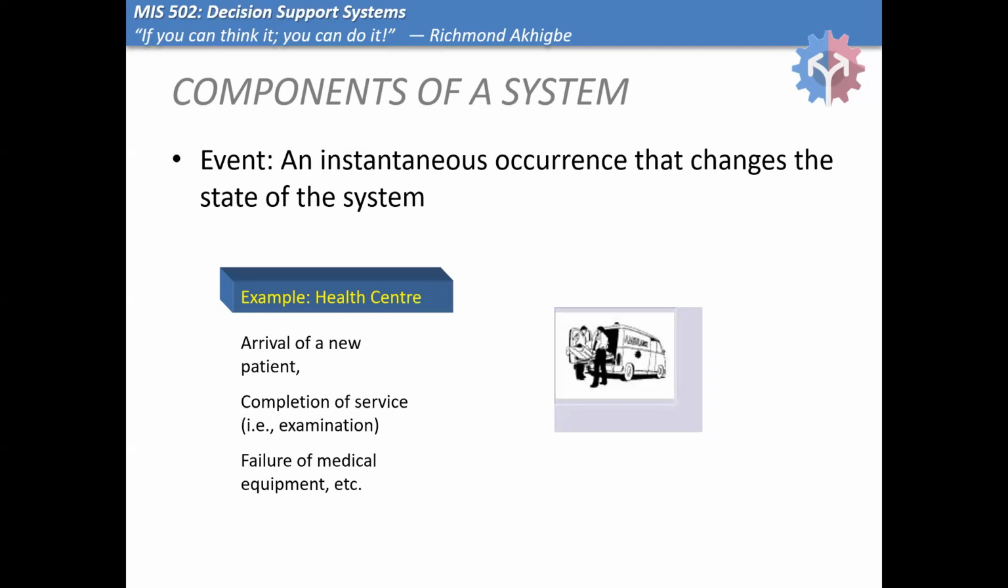Event: an instantaneous occurrence that changes the state of the system. Something happens that changes the state of the system. So that's called an event. A new patient arrived, state change. A failure of a medical equipment, a state has changed. Completion of a service, a state change.